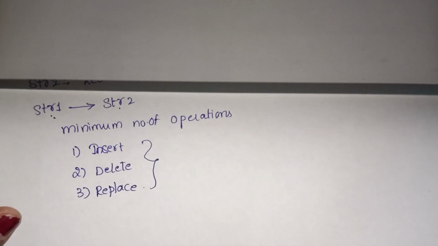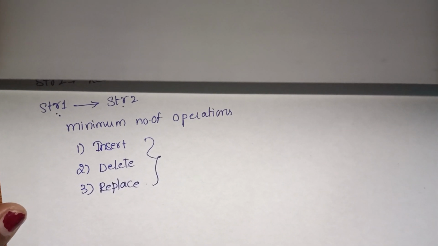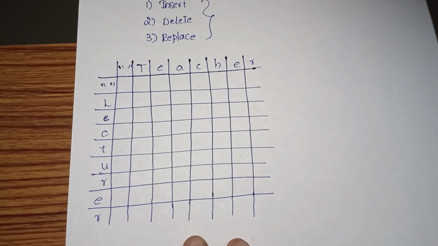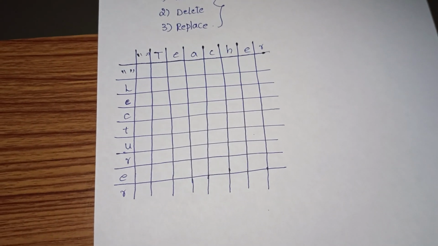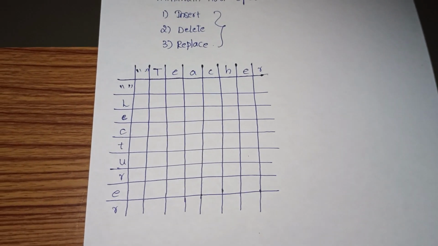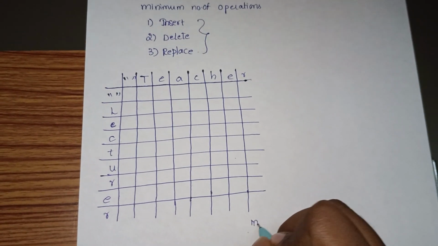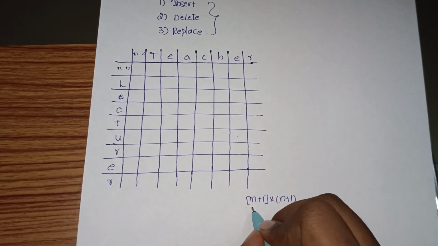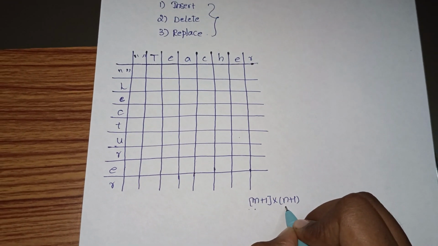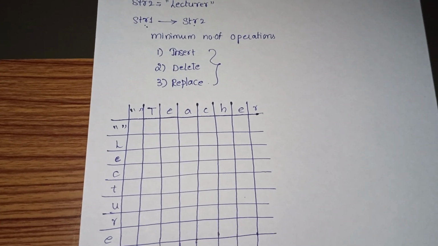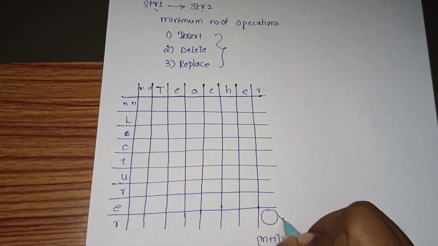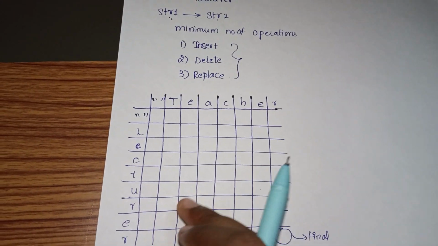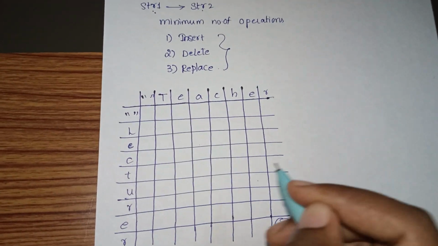Before that, let me draw a 2D matrix which is used to store all the subproblems because we are following the dynamic programming approach. So this is our 2D matrix which is used to store the values of subproblems, and this is of size m plus 1 into n plus 1, where m is the length of string 1 and n is the length of string 2. This is the final answer which we will get, and these all are subproblems that are to be stored.